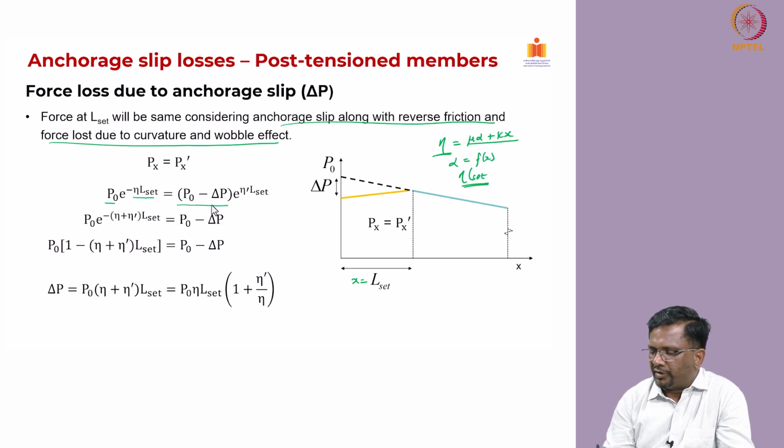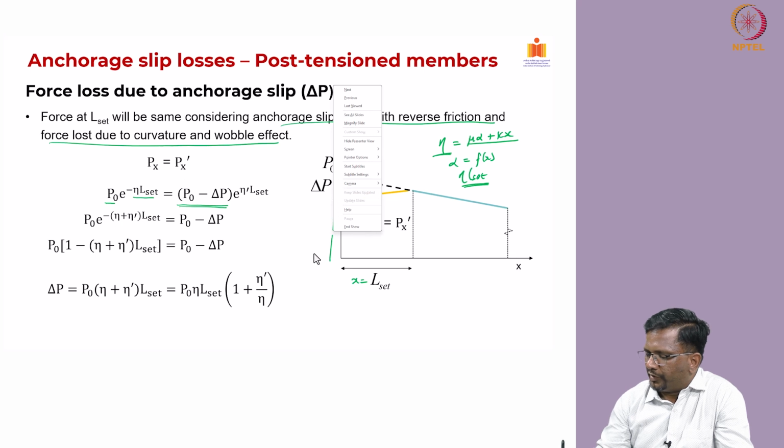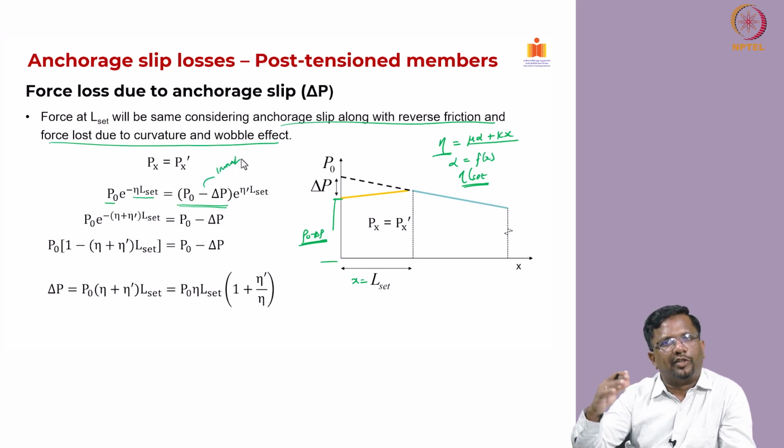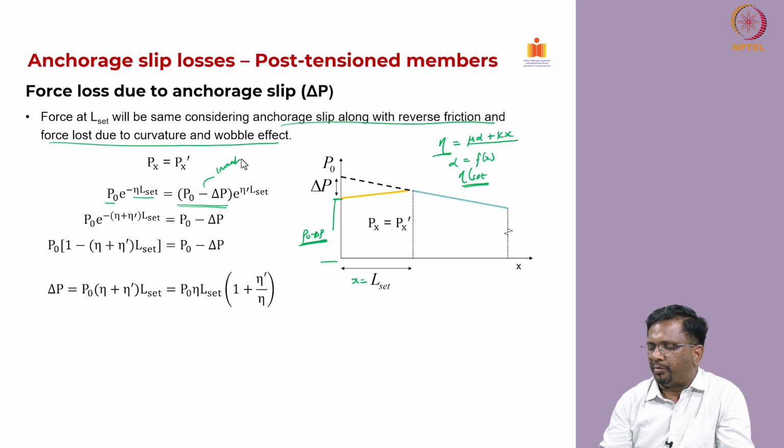Now, what is this Px prime expression? At this location the initial pre-stressing force, as we have discussed, is nothing but P naught minus delta P. So, this is your initial pre-stressing force when I am considering the reverse friction effect. Now, let us say that the friction is acting in the opposite direction. So, it is not going to be e to the power of minus eta L set, it is going to be e to the power of plus eta prime L set, right.